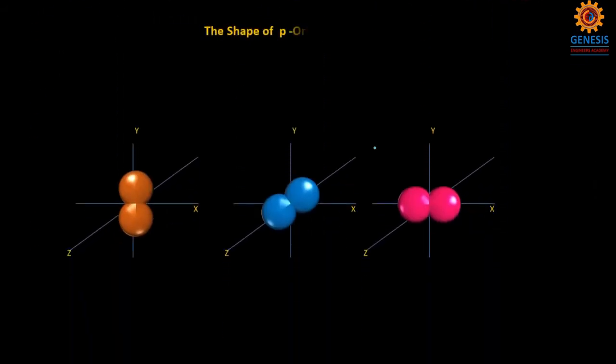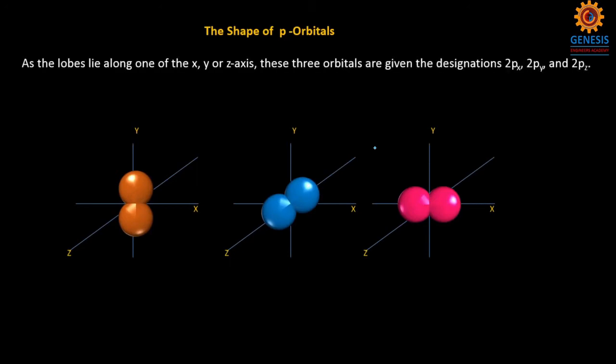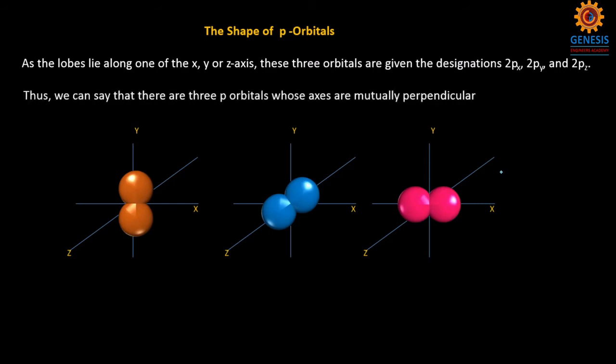As the lobes lie along one of the x, y, z axes, these three orbitals are given the designations 2px, 2py, 2pz. Each has one lobe pair, that is 2px, 2py, 2pz. So we can say there are three p orbitals whose axes are mutually perpendicular, called px, py, pz.